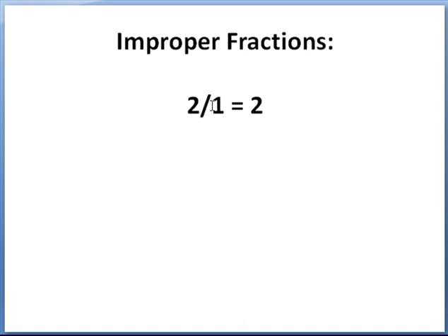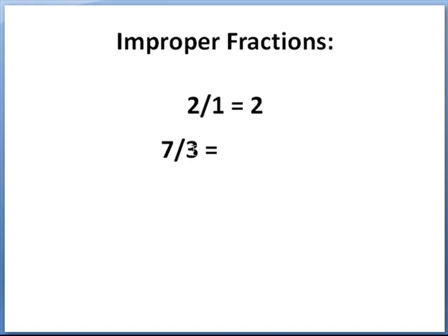Improper fractions. Improper fractions are when the numerator is larger than the denominator. In this case, any number over 1 would equal that number, so we have 2 over 1, which is 2. How many times will 1 go into 2? It'll go 2 times.